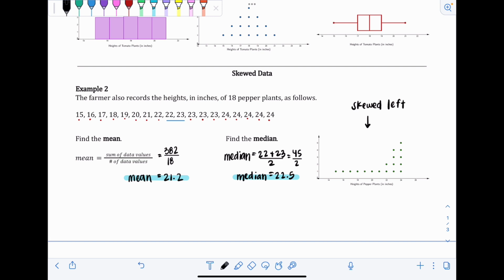And that happens when the median is larger than the mean, or the mean is less than the median. We'll talk more about what each skewed left, skewed right looks like in the next section. So I know it seems kind of weird because everything's on the right there, but I promise it's skewed left.